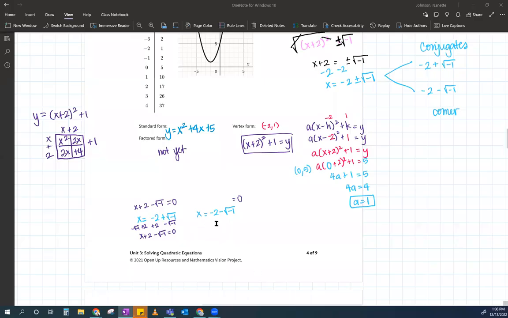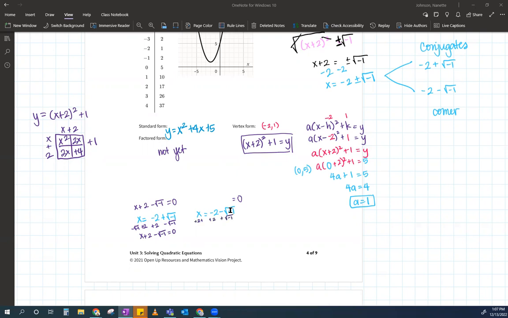So you had some time to do it. So how would I move this -2 over to the other side? What would I do? How would I move this -2 over to the other side? What could I do? Very good. So I would add 2, and what else could I do? Very good. So add 2 to both sides. What else should I do? Very good. Add the square root of -1.